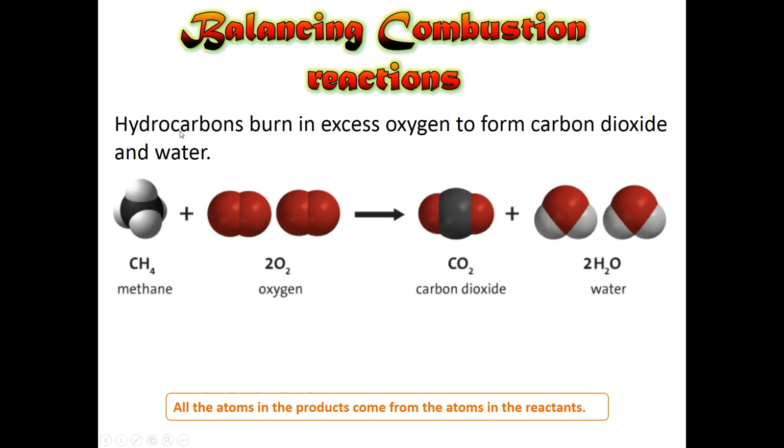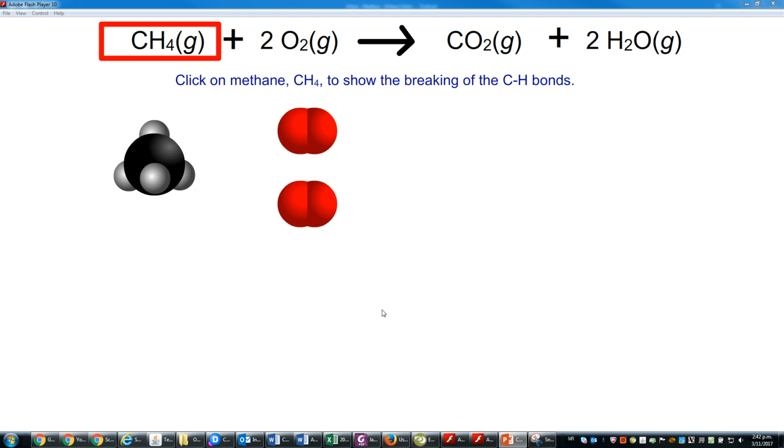Now, when you have hydrocarbons, alkanes, alkenes, alkynes, so carbon and hydrogen, they burn in excess of oxygen, and as long as there's enough oxygen, you undergo complete combustion, which means you only get carbon dioxide and water. So let's have a look at this process.